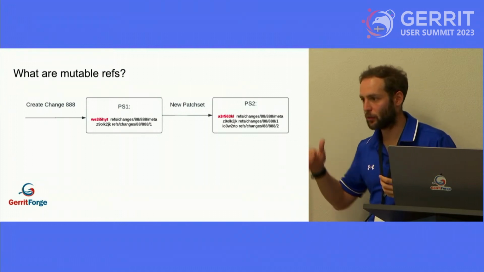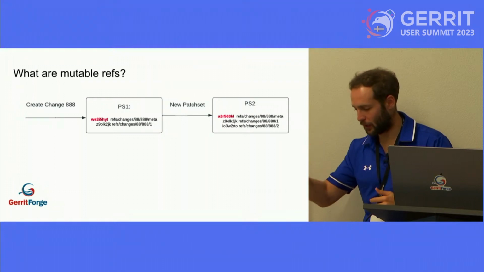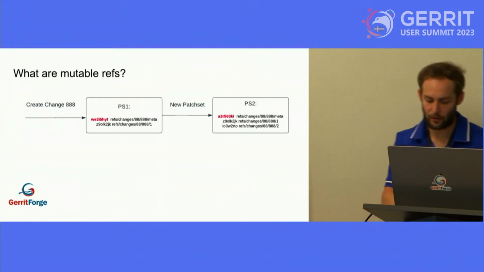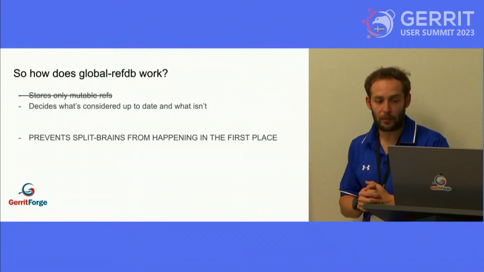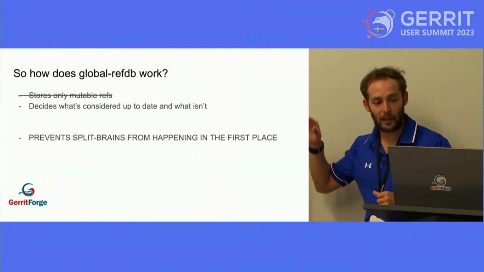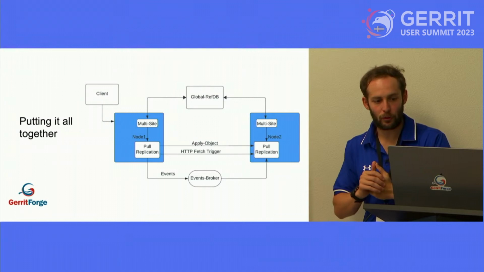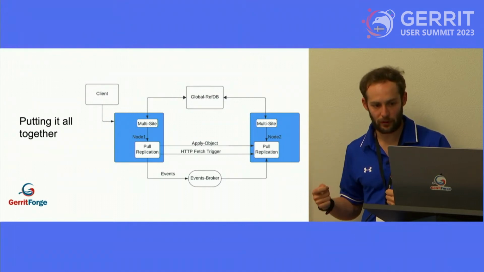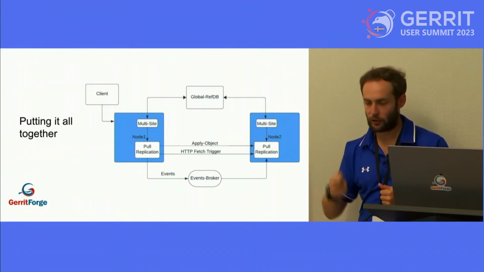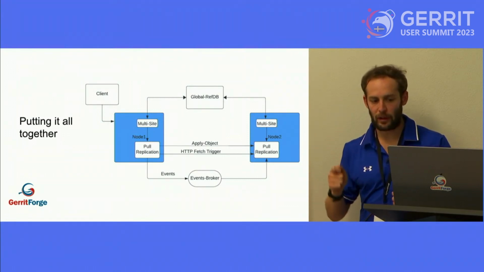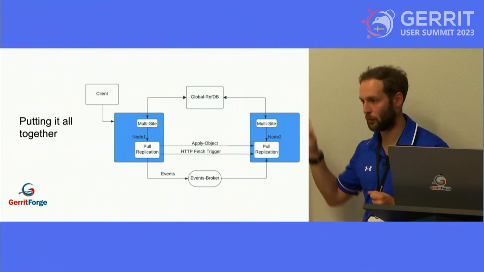So what's changing, and what's giving us the true state of our change, is the meta ref. That decides, as we've seen, what's considered up to date and what isn't. Now I'm going to dive a little bit into how this all fits together. I've got our client, who pushes to node 1, the multi-site receives it, checks with the global RefDB as we've been saying, then tells pull replication that we're all good. Pull replication uses the apply object, which we're not going to dive into too deep here. I just wanted to give you a full overview of the whole system.